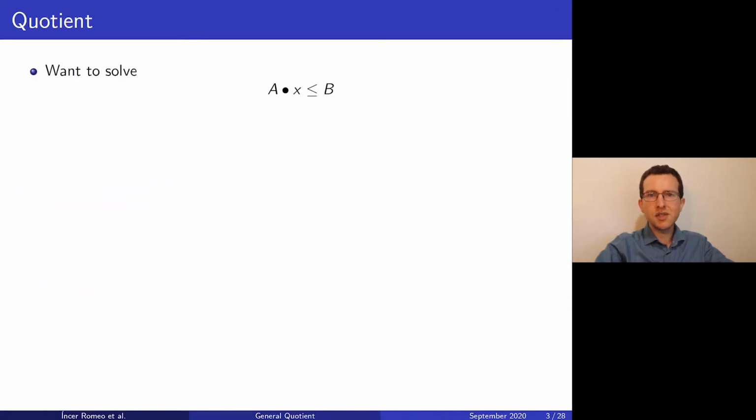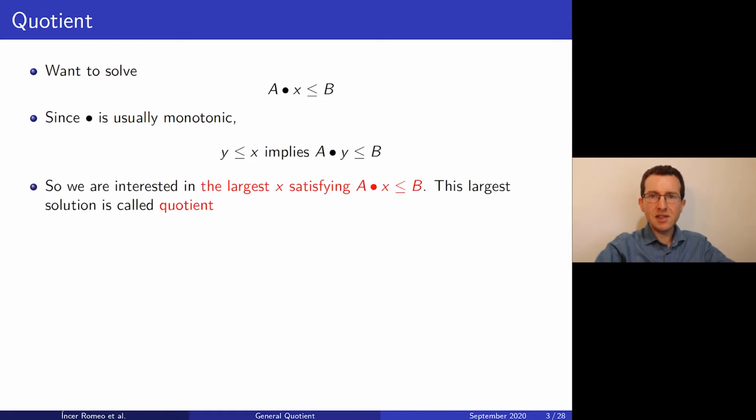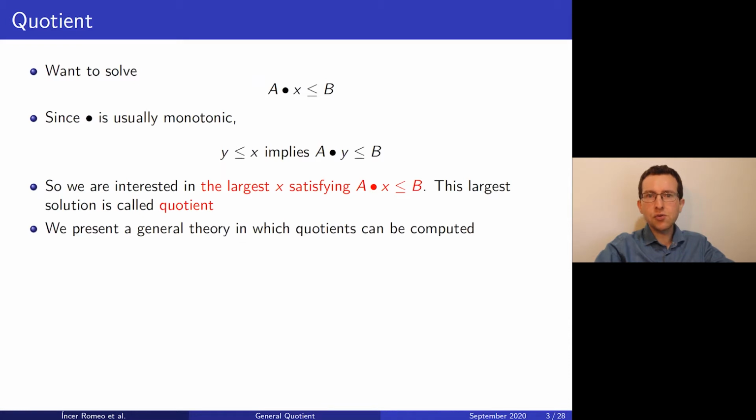In many theories of computer science and engineering, we are interested in solving expressions of the form ax less than or equal to b. Now, the binary operation is very often monotonic, which means that if x is a solution to our expression and y is less than x, then y is a solution to the problem as well, which means that what we are really interested in is the biggest x that satisfies the expression. This biggest x is called the quotient. What we provide in our paper is an algebraic structure that supports the closed form expression of these quotients.